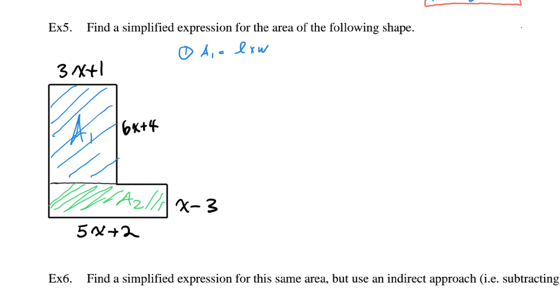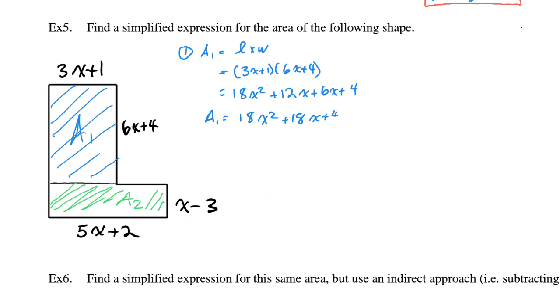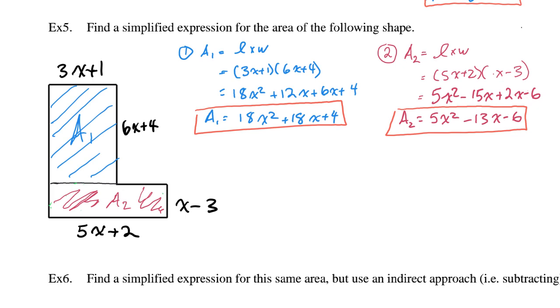So the area is length times width, so that means we multiply 3x plus 1 times 6x plus 4, and now we expand. Now that we've expanded, we have to finally simplify A1. So A1 is equal to 18x squared, 12x plus 6x is 18x, plus 4. And there is our answer for A1. So now let's calculate A2. And we get this for A2.